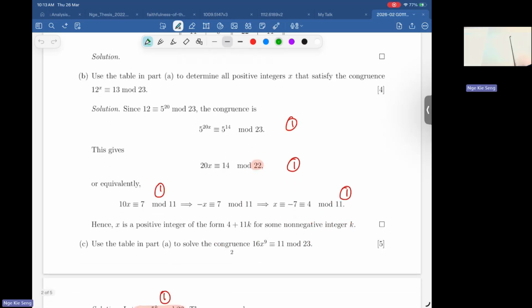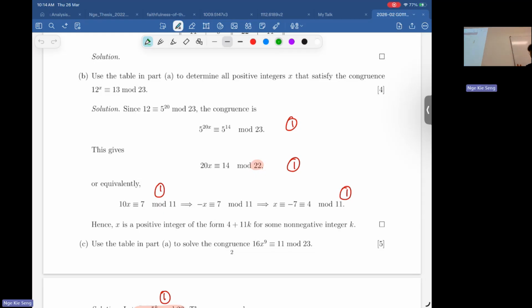Okay. Use the table in part A to determine all positive integers x that satisfy the congruence 12 to the x congruent to 30 mod 23. So first of all, you realize that 23 has a primitive root, part A. Then you turn everything into base 5. And then once you do this, there's a theorem that says you can just compare the power, but then it is mod 22, the order. And then you become a linear congruence. Then you change something non-linear to linear. Okay. Then you go back to chapter 2.